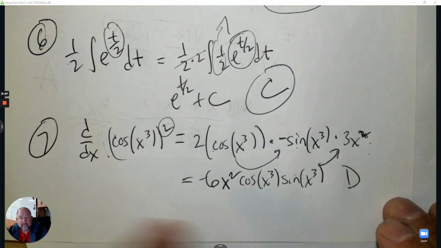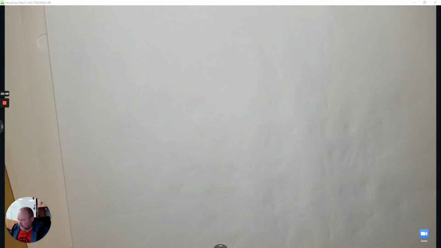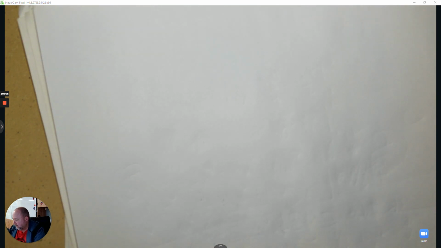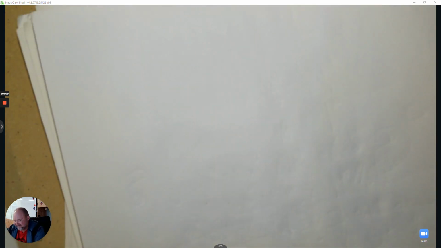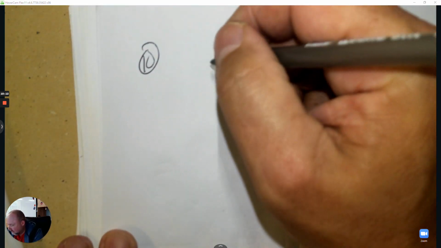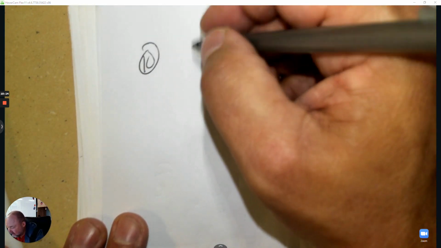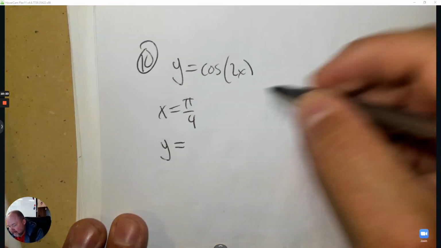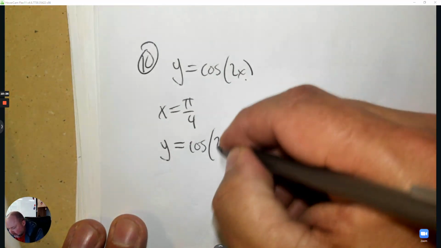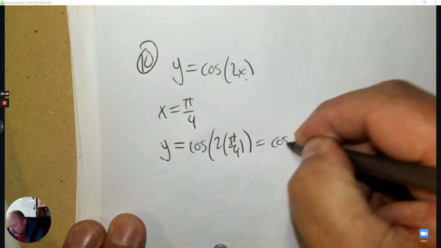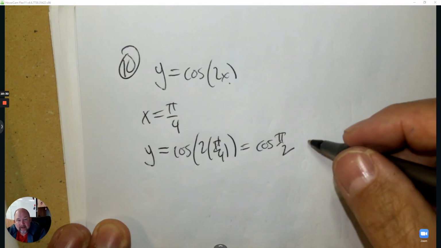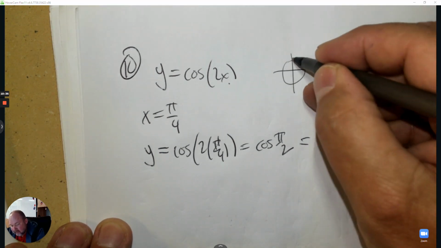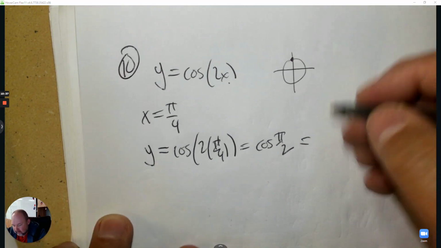All right, number 8. Sorry, goes to number 10. An equation of the line tangent to this. So you have y equals cosine 2x and x equals pi over 4. That means y, I'm going to plug pi over 4 in. So 2 times pi over 4 is pi over 2. Pi over 2 is the angle at the top of the unit circle. And the y-coordinate at the top is 1.